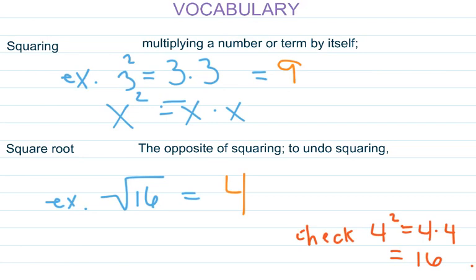Then we have our square roots, the opposite of squaring, so it means to undo squaring. If we were squaring something, to take the square root of it would be to undo it. The square root of 16, because it's a perfect square, ends up being an exact 4. And then that check is right there at the bottom.